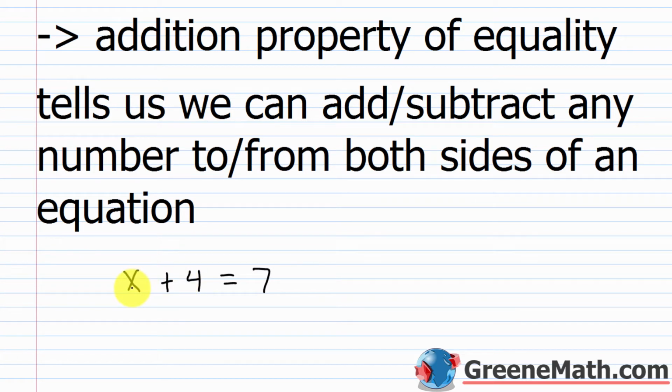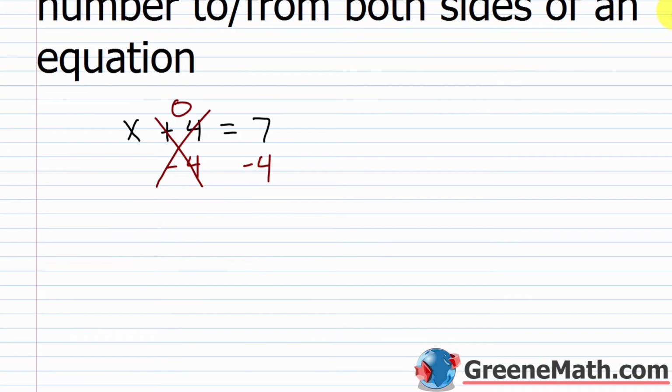We want to isolate x, so what we do is we subtract 4 from both sides of the equation. That's how we isolate x. Because we're adding 4 to x, we subtract 4, so x can be by itself. 4 minus 4 is 0, and x plus 0 is just x. So I cancel this out here, this becomes a 0, and over here, 7 minus 4 is 3. So we have x equals 3.